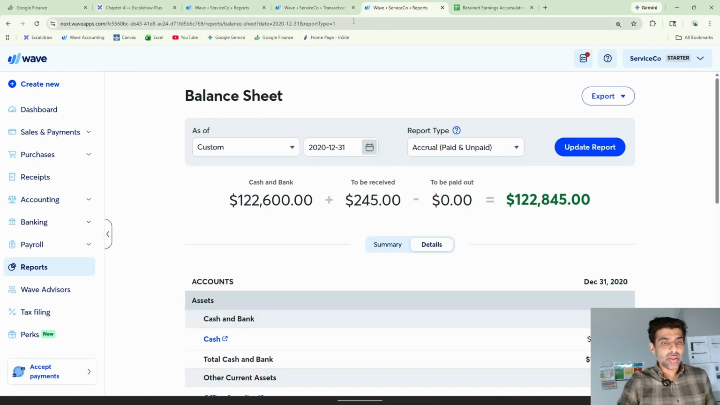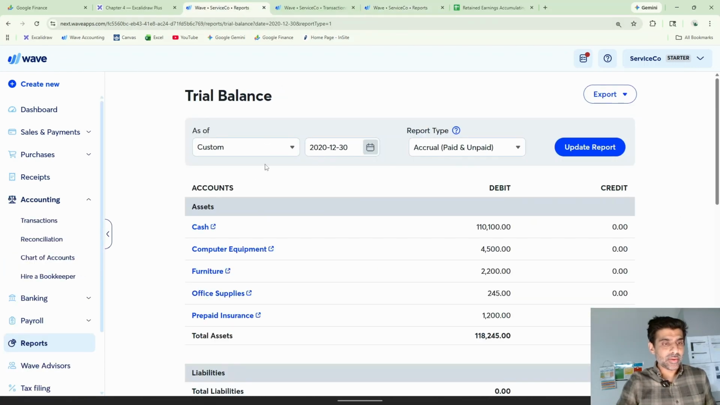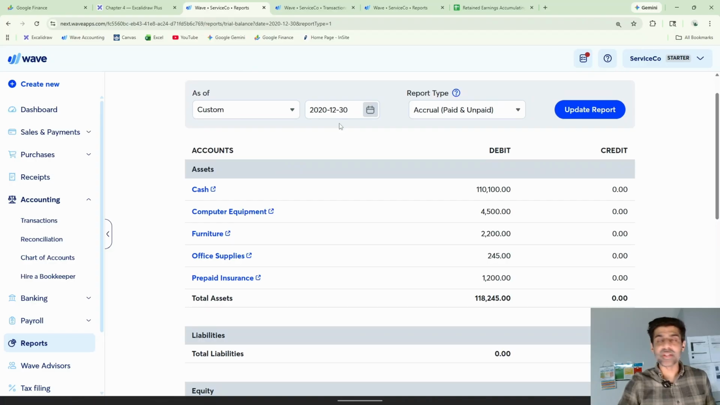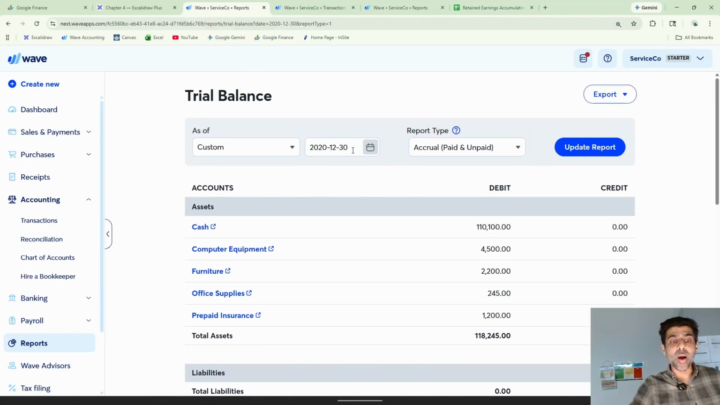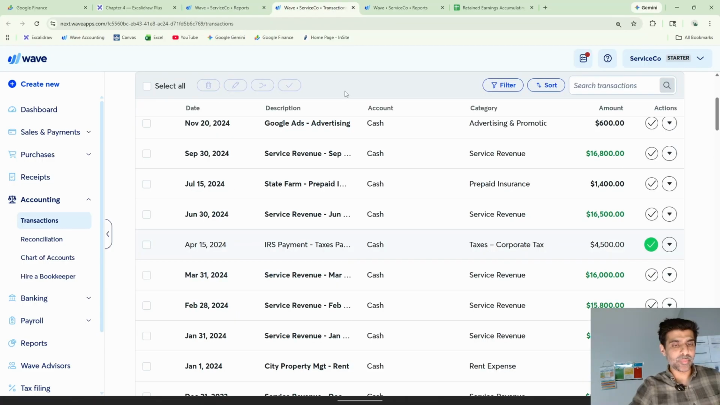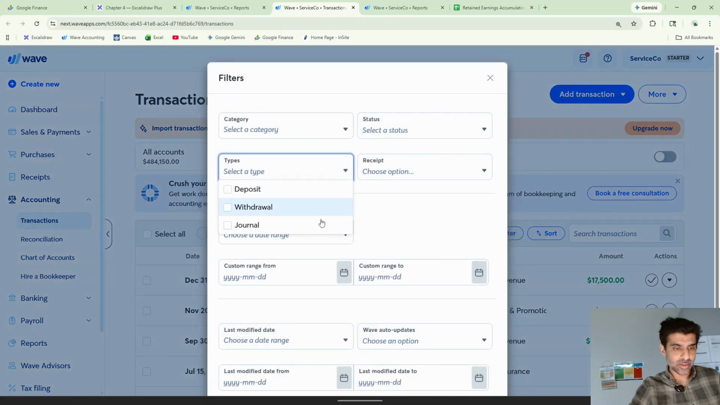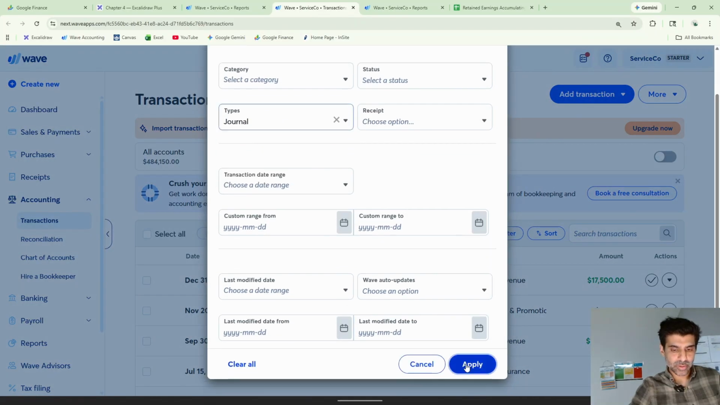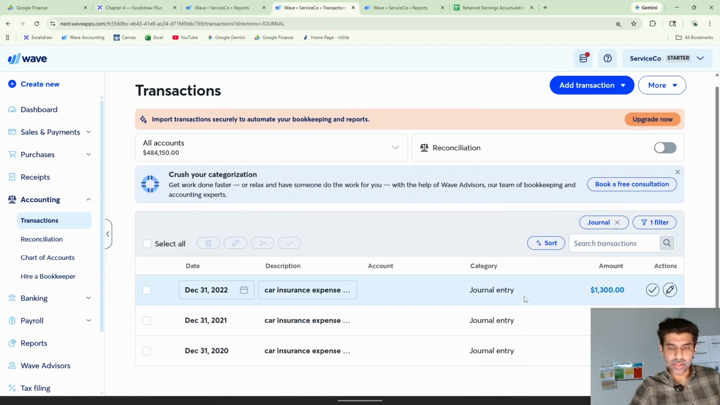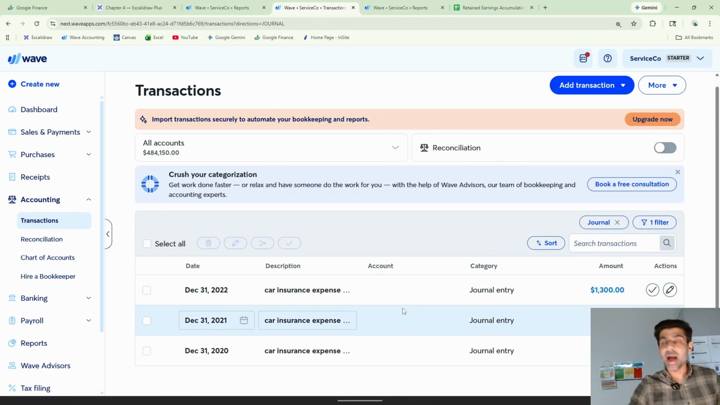Okay, they get summarized in this trial balance. So this is as of the end of 2020. This is one day before actually the end, because if I look back here, I'll show you, I have some adjusting entries. If I filter this by journal, you can see here at the end of each of these 3 years, I did a journal entry for some adjustment, and it's for car insurance expense, right? So I prepaid at the beginning of the year, and at the end of the year, as you can see, they're all dated on the last day of each period. I did an adjusting entry to capture the expense, right?